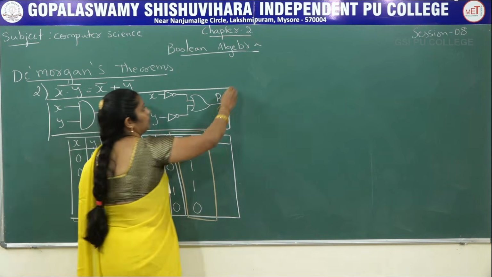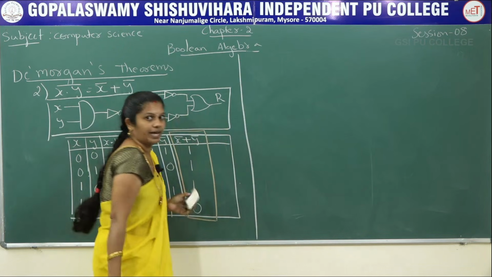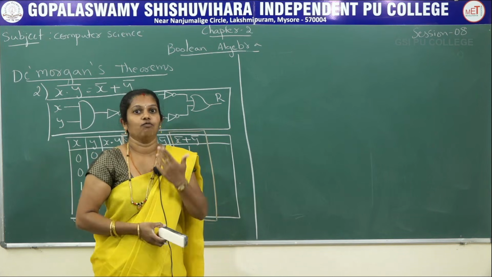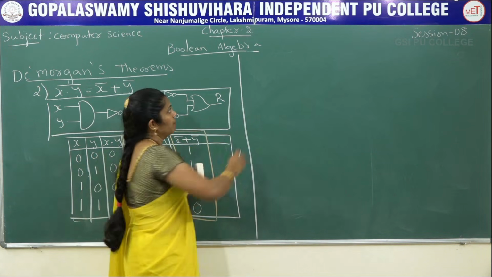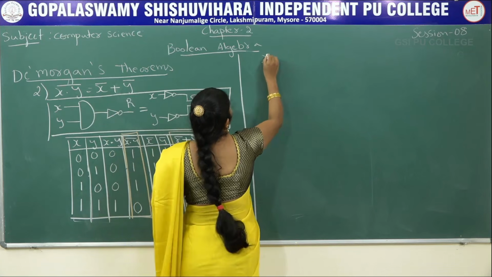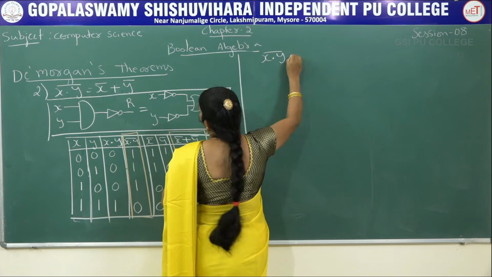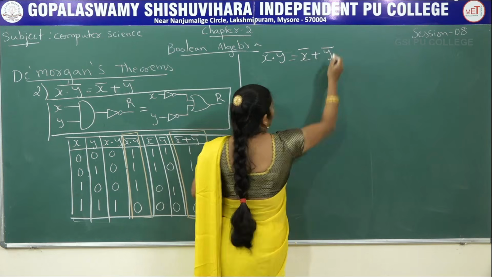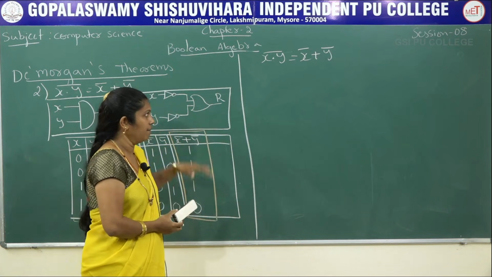Then next we will prove this by using algebraic method. Algebraic method means by using formulas, postulates we have to solve. What exactly the statement represents? X into y whole bar equals x bar plus y bar.